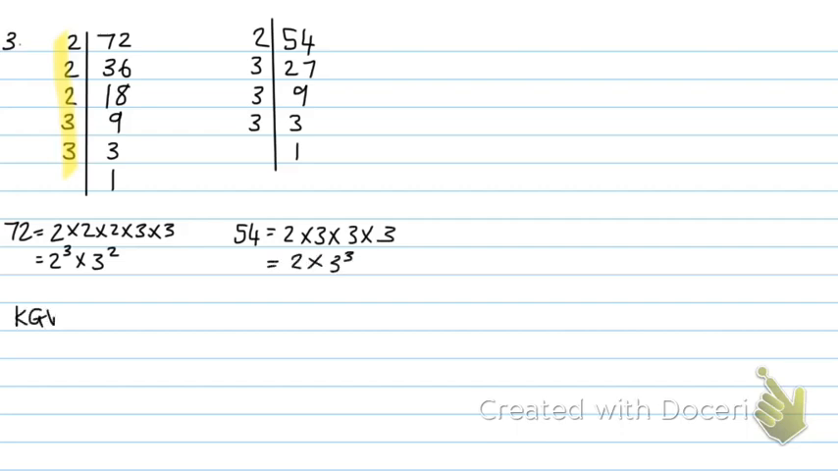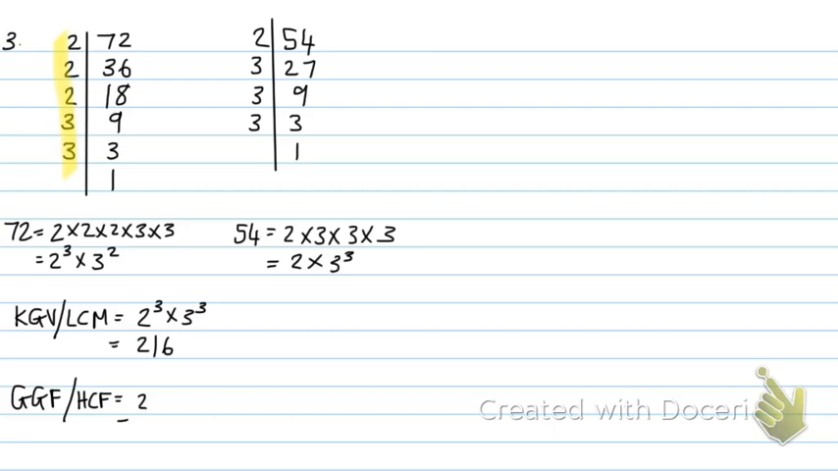Now for the LCM and HCF. The LCM is the highest power of each factor. So the highest power of 2 is 2 to the power 3. The highest power of 3 is 3 to the power 3. When I multiply that, I always have to get the answer, and that is 216.